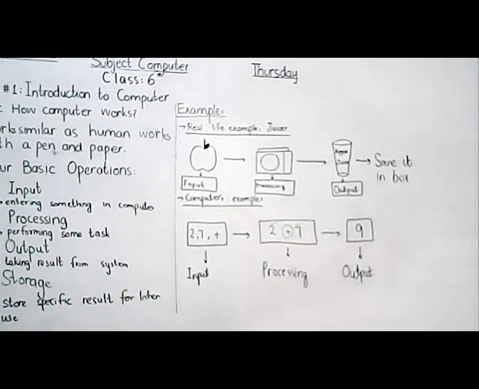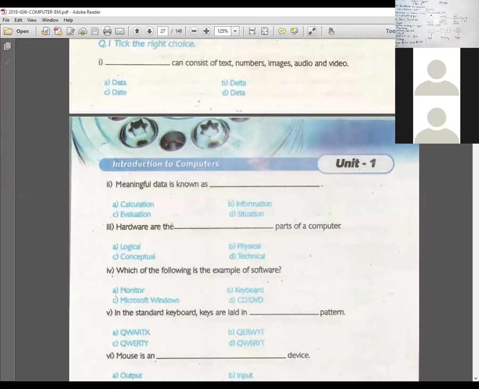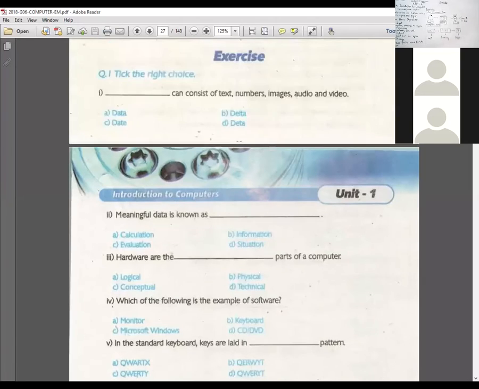Okay, I'm just going to share my book with you, so be ready everybody. I will read the MCQs and I will mark the answer, and you have to take a lead pencil with you so you can mark the answers. So let's start.